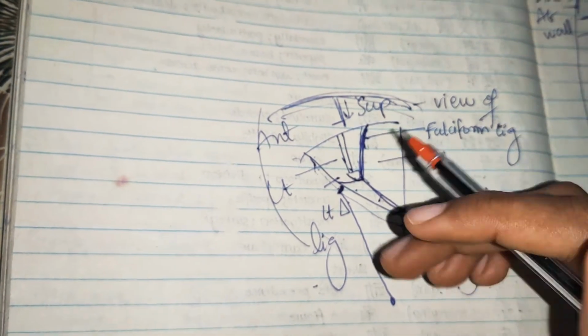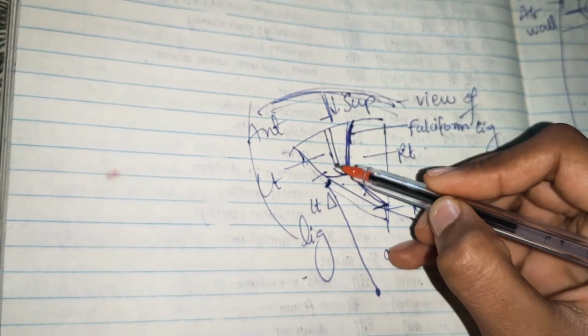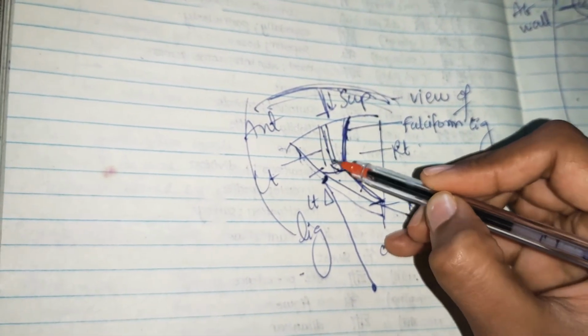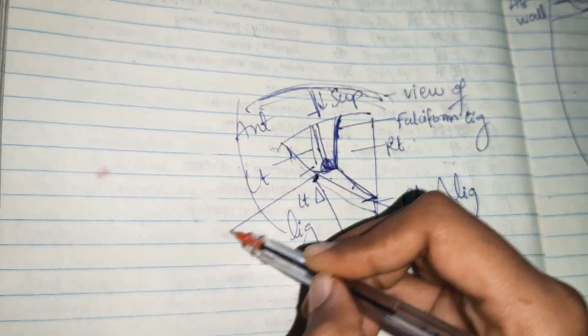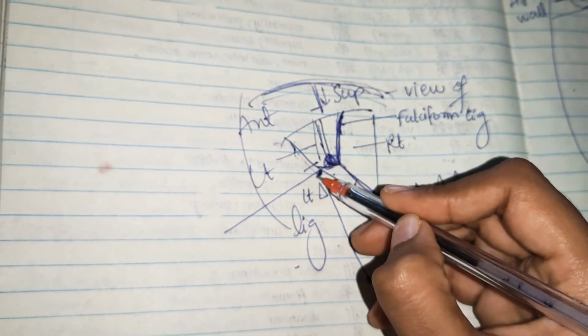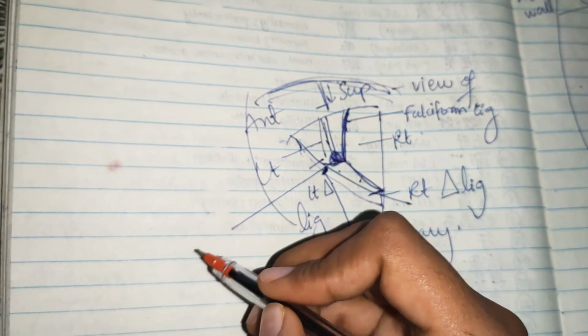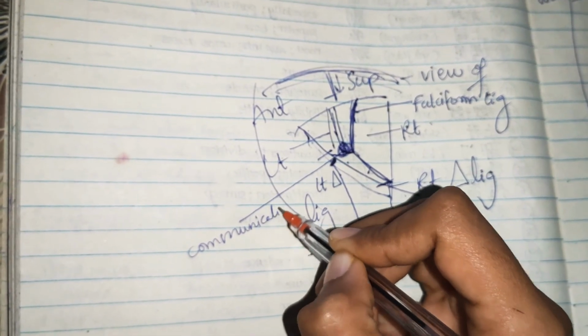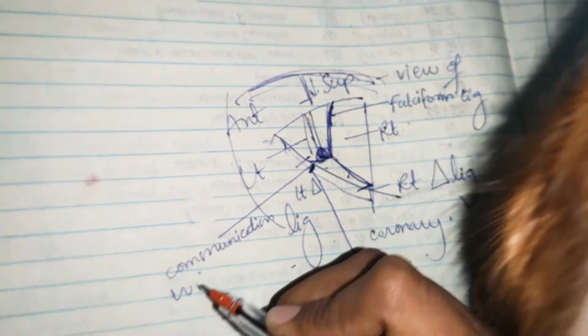The ligamentum teres helps to join the left branch of the portal vein at the left end of the porta hepatis, just opposite the ligamentum venosum here. So this ligamentum teres, you can see just above this it is present. So there is also a communication with the portal vein.